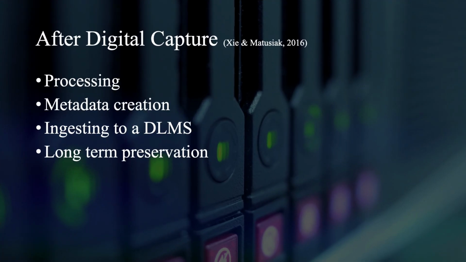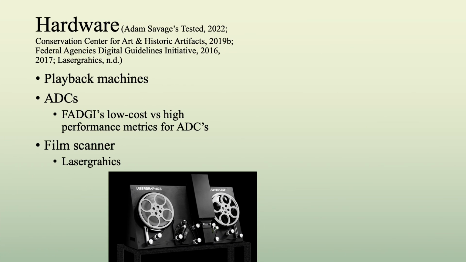After digital capture, the next steps are processing, metadata creation, ingesting into a digital library management system, and long-term preservation. Hardware required to digitize AV materials are playback machines and audio-digital converters, which the Federal Agencies Digital Guidelines Initiative recently did analysis on, both low-cost versus high-performance options. Then for film, you need a film scanner, also called a motion picture scanner. Lasergraphics, pictured here, is one of the leading manufacturers.